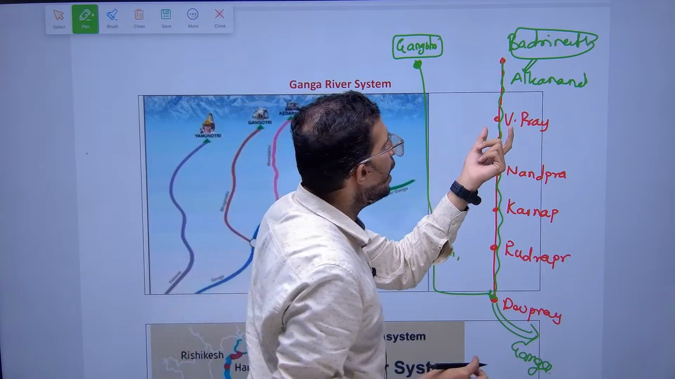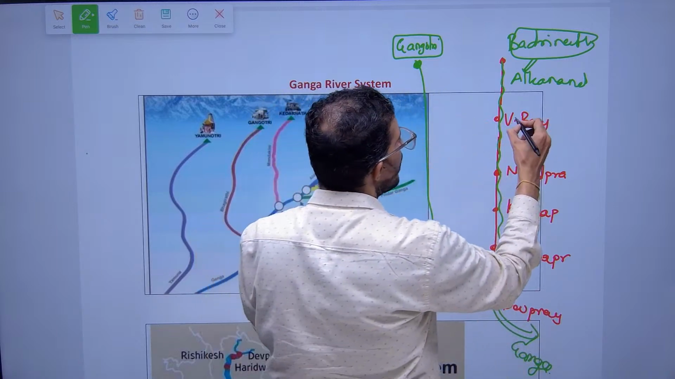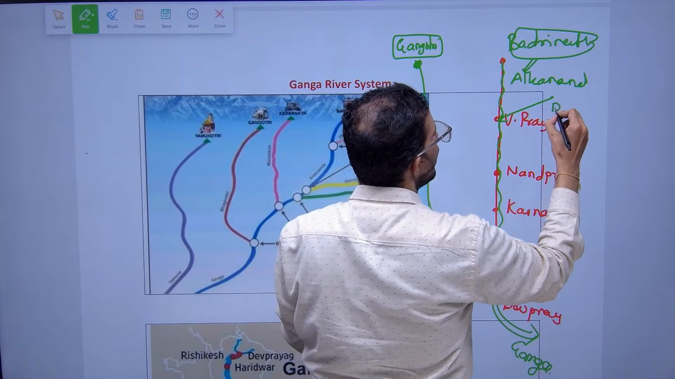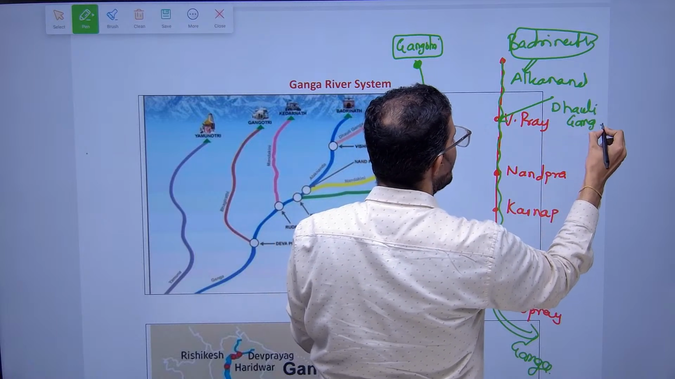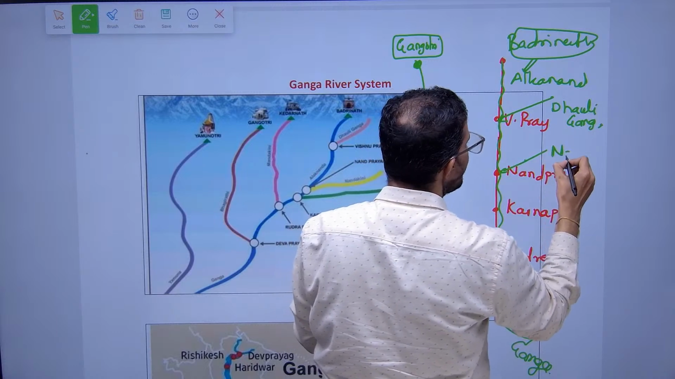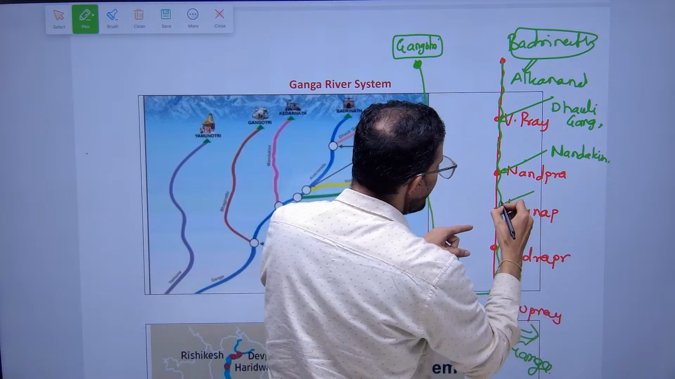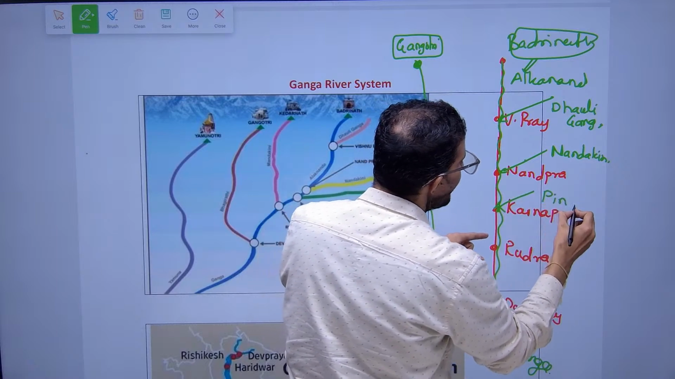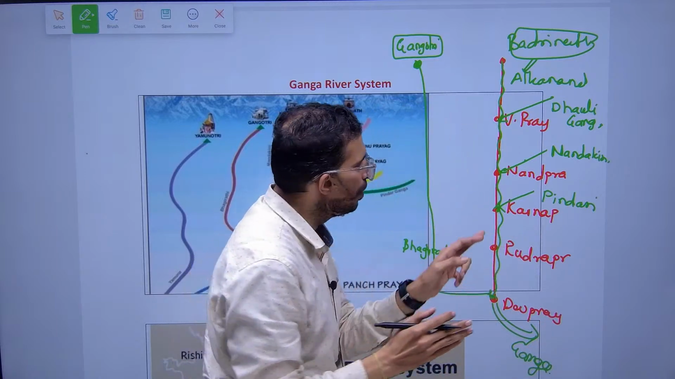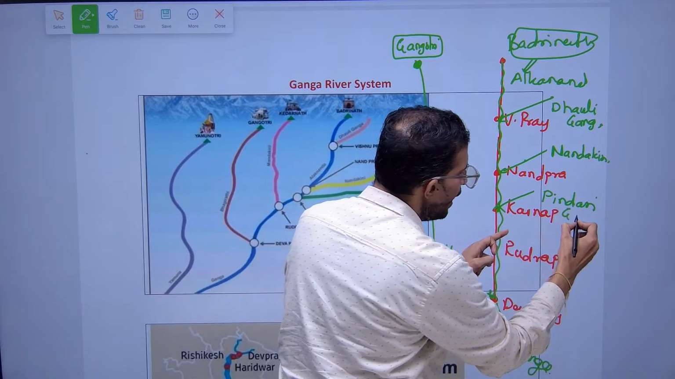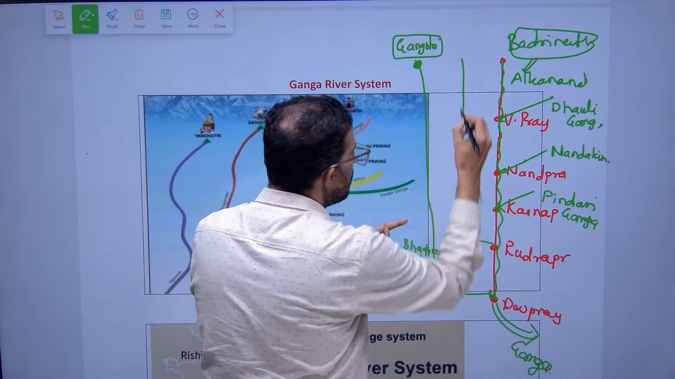At the Vishnu Prayag, which river meets? If you see, at the Vishnu Prayag, the Dhauli Ganga river meets. At the Nanda Prayag, the Nandakini river meets. Nandakini. At the Karna Prayag, which one? The Pindari river. Prayag means meeting of 2 rivers. At the Karna Prayag, Pindari Ganga river, and at the Rudra Prayag, this Mandakini river.